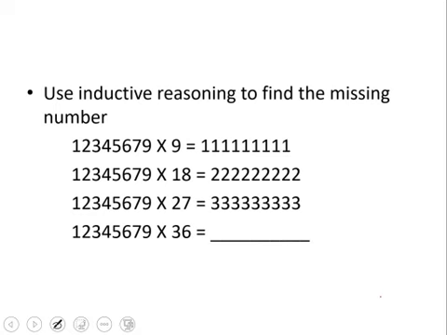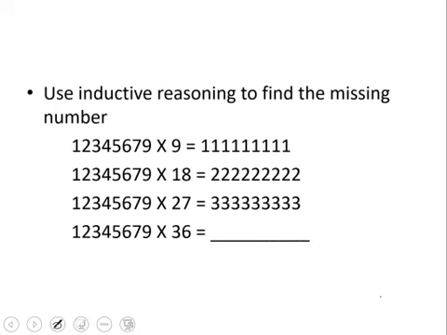So I've got 1, 2, 3, 4, 5, 6, 7, 9 times 9 gets us that. Same thing times 18 gets us that. Same thing times 27 gets us that. So the last one, if we multiply that by 36, what should we get? That's right, it should all be 4s. So it should be 9 4s.